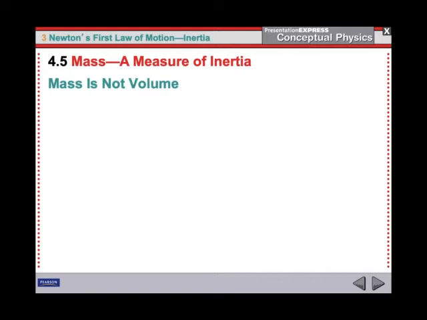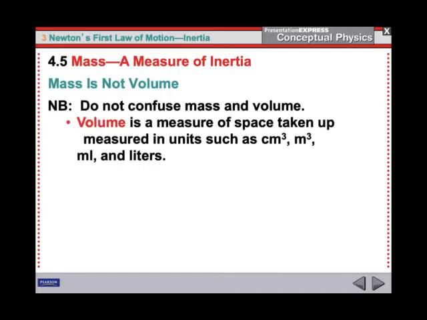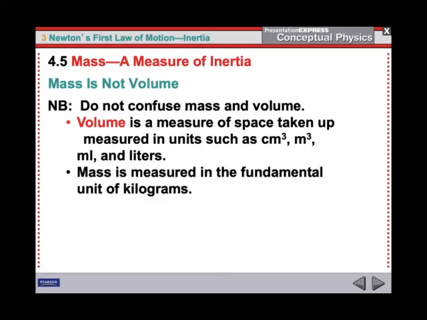A lot of times when I teach physics, people get mass and volume confused. Don't confuse them. Volume is all about the space. Mass is all about the stuff that makes up an object. Volume is the measure of the space taken up, and it's usually measured in units such as cubic centimeters, cubic meters, milliliters, liters. All those are units of volume. Has nothing to do with mass. Mass is measured in kilograms in physics class most of the time.